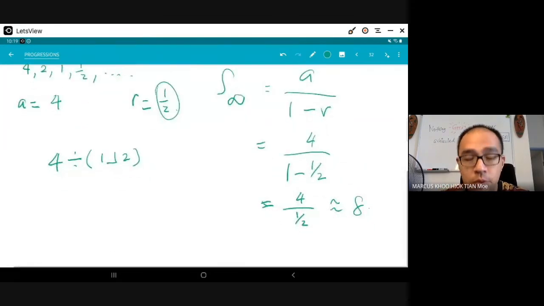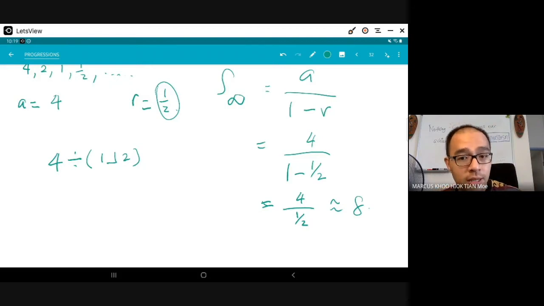So the sum to infinity is going to be about 8. It will come nearer and nearer to number 8 the more numbers you add. It won't get any bigger than 8. The biggest it will get is 8. Actually, it's not even going to touch 8. And that's the thing about this geometric progression.